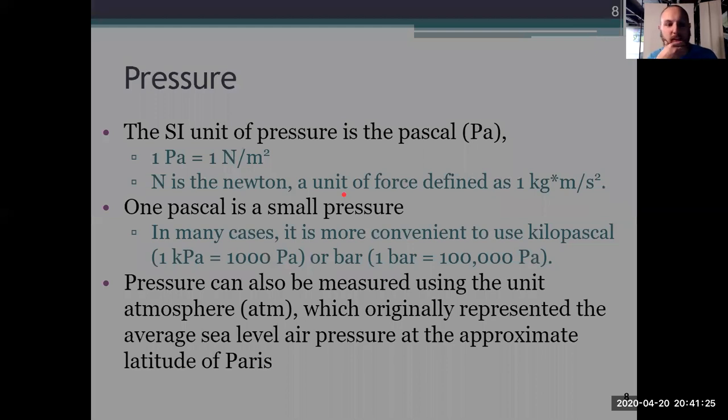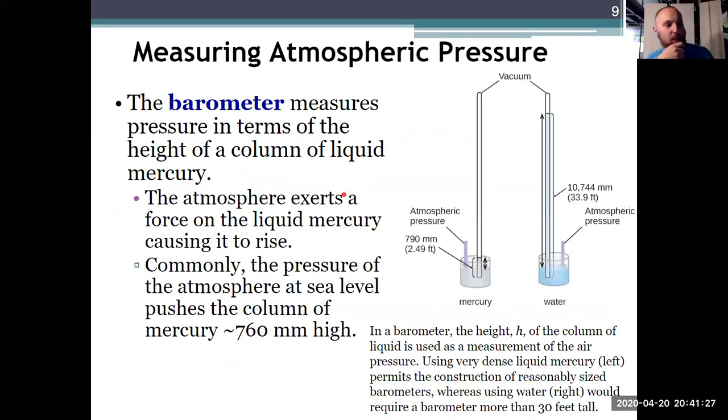But how do we measure these things? How do I measure atmospheric pressure? How do I work with the unit of ATM, atmosphere? Well, there's two things I can use, a barometer and a manometer. Let's look at a barometer first. What a barometer does is measure pressure in terms of the height of a column of liquid mercury.